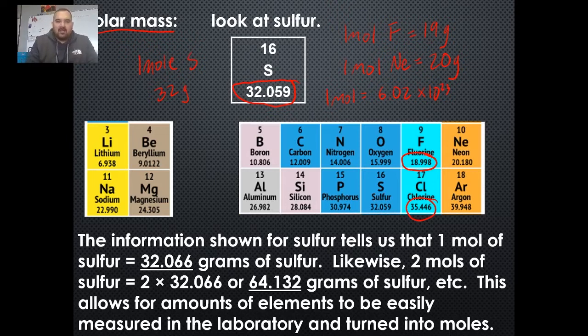So let's say we have 1 dozen donuts, we have 12 donuts. If we have 2 dozen donuts, that means we have 2 times 12, which is equal to 24 donuts. If we got 3 dozens, it's going to be 3 times 12, which equals 36 donuts. And that's how we're going to be calculating molar mass moving forward. So this allows for amounts of elements to be easily measured out in a laboratory and turned into moles.